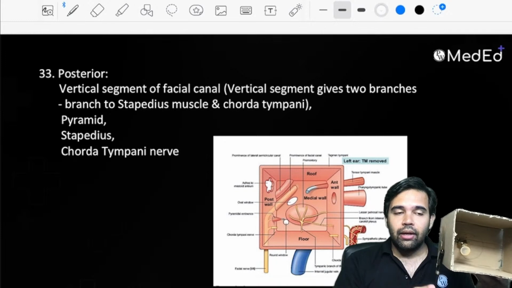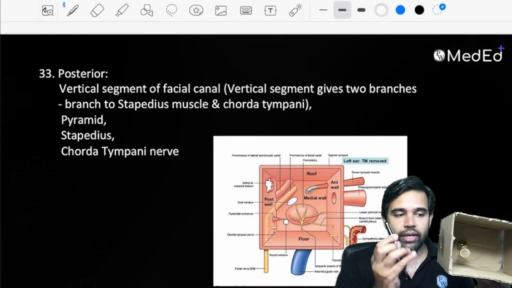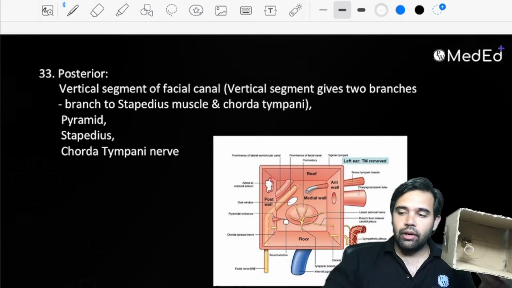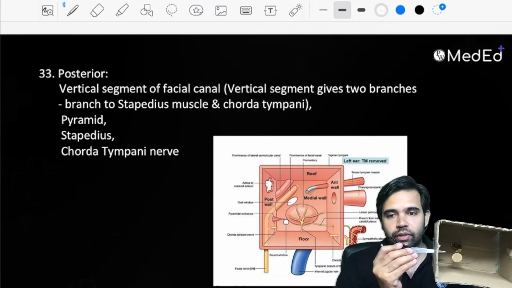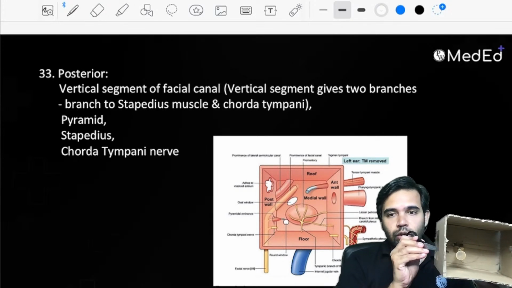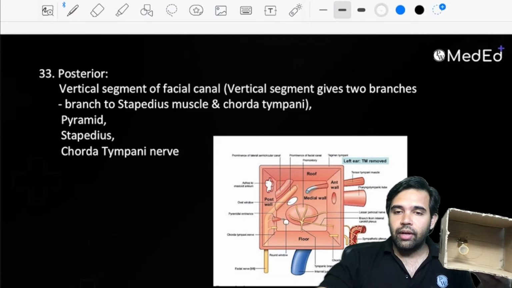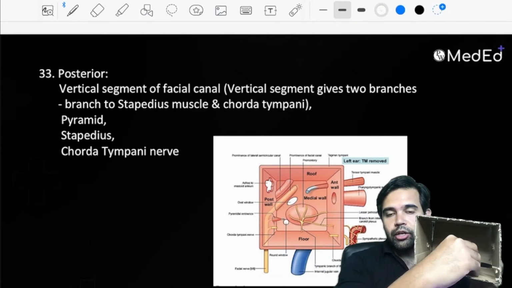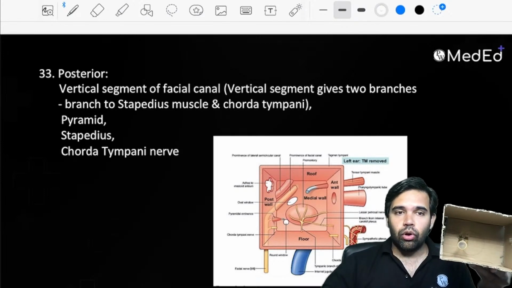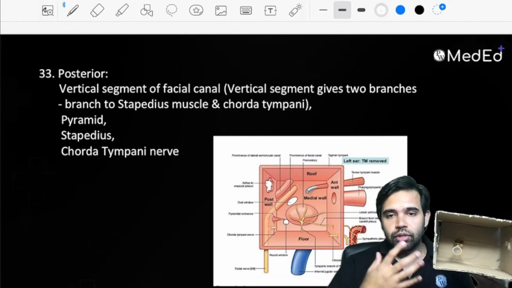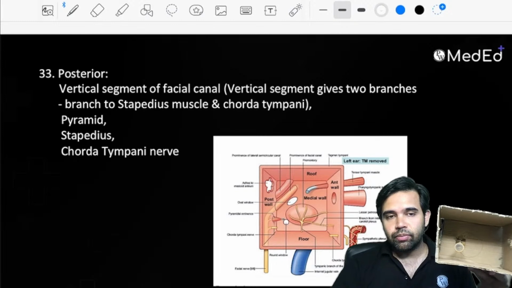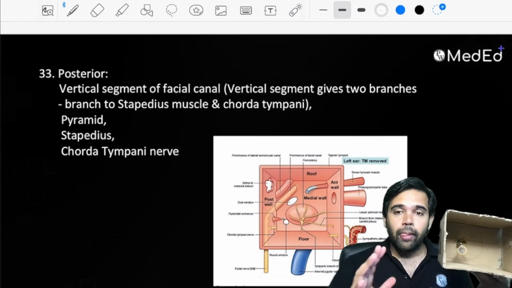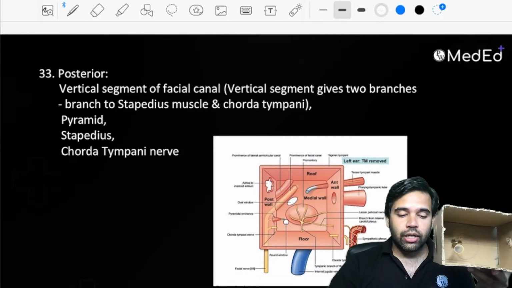So in the posterior wall, you will have the vertical segment of the facial canal going over here. This facial canal vertical branch gives two branches. One is the nerve to the stapedius. The other one, I already told you, is the chorda tympani nerve, which goes from this posterior wall all the way to the anterior wall. So these are the two nerves. Of course, the pyramid will be there, and this muscle. These are all the posterior structures that are there, right?